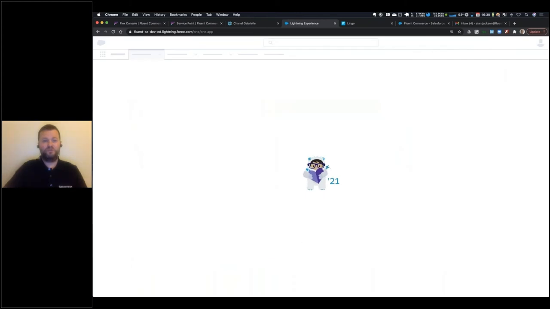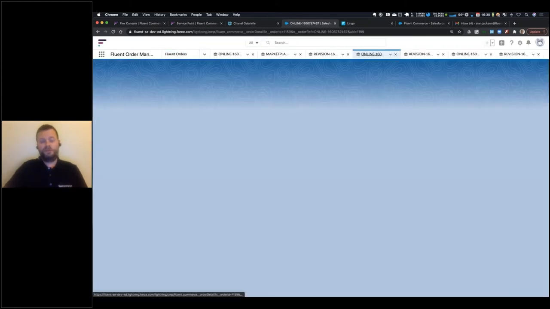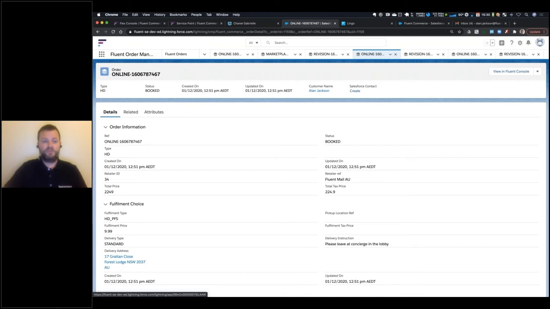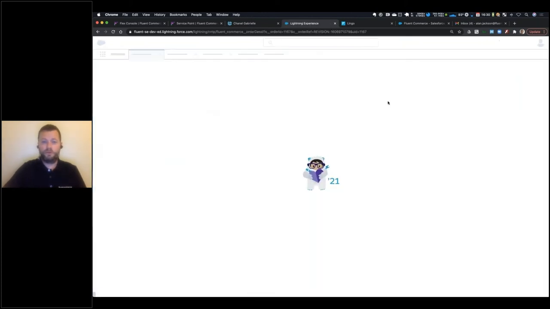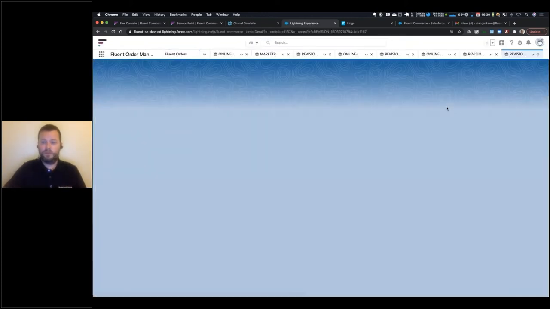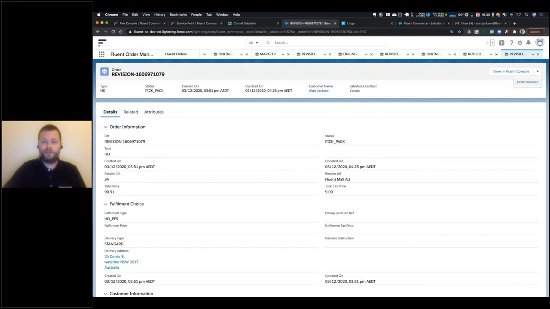So as such, we've taken a step to build connectivity into tools like this. So this is Salesforce Service Cloud, and the ability to give customer service reps the functionality to not even have to log into the Fluent user interface if they don't want to. They can do everything in here that I just showed you in the previous screen. So it's not just about seeing the data, but being able to actually act on it as well. Being able to run those revisions and cancellations and everything in here is quite an important piece of capability to enable.